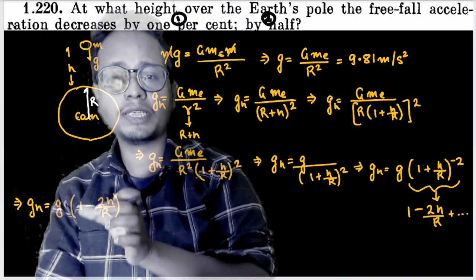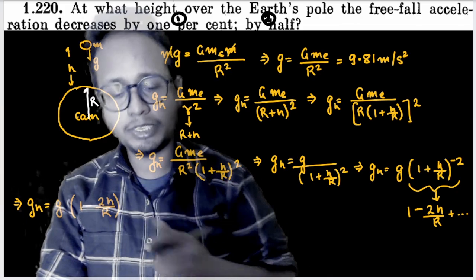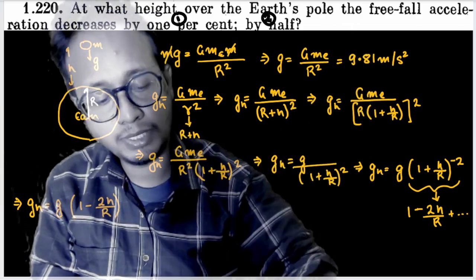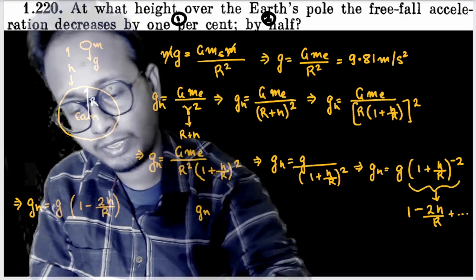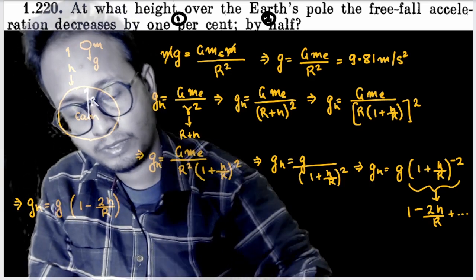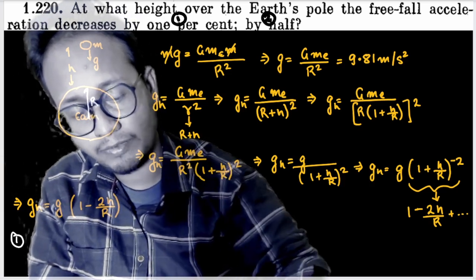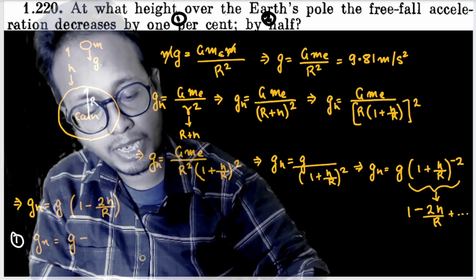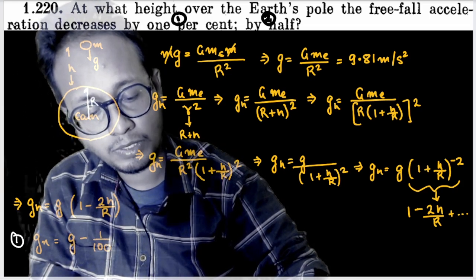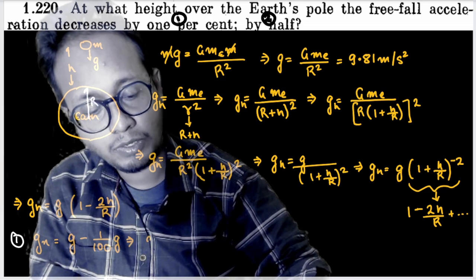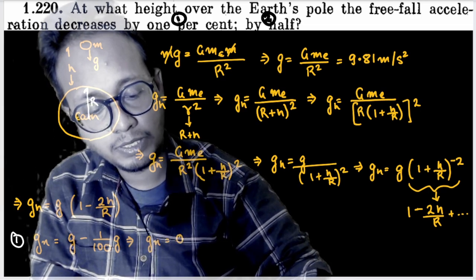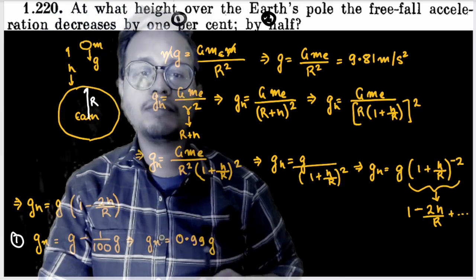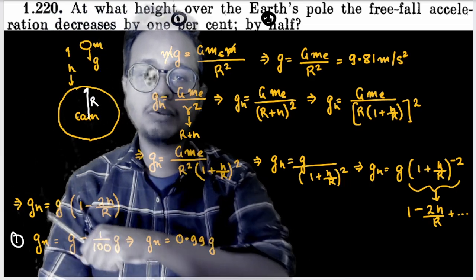So the gravitational acceleration at height h is nothing but g into (1 minus 2h by r). And in the question, it is given that acceleration due to gravity decreases by 1%. That means the new acceleration due to gravity... Now let's do the first part of the question. New acceleration due to gravity is nothing but the old acceleration due to gravity minus 1% of the old acceleration due to gravity, which is 0.99 times the old acceleration due to gravity. If I substitute this value 0.99 g here, what do I get?